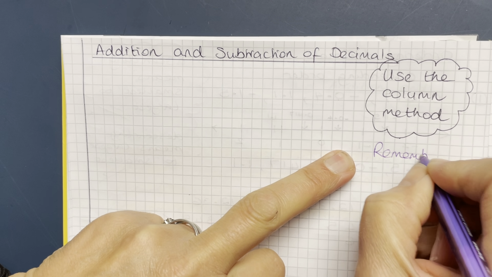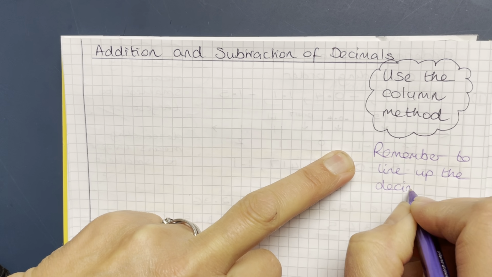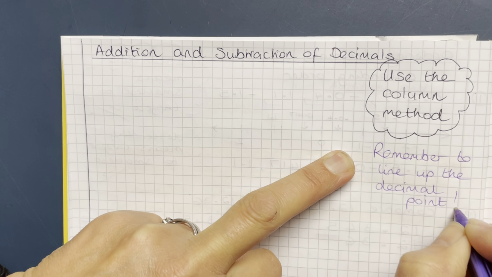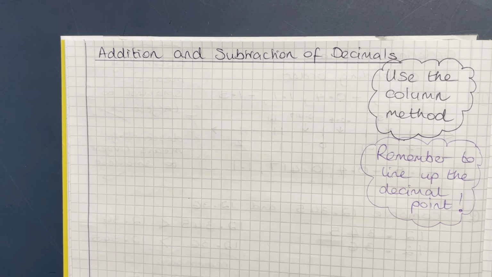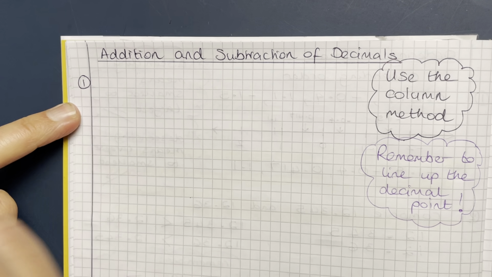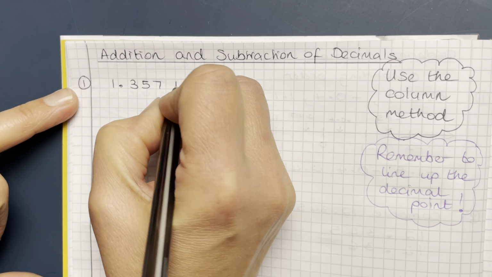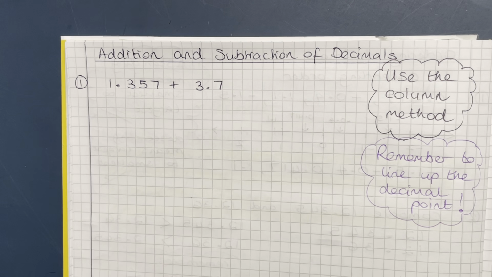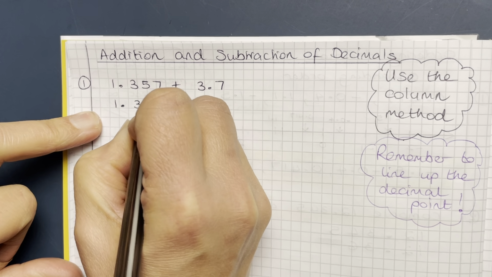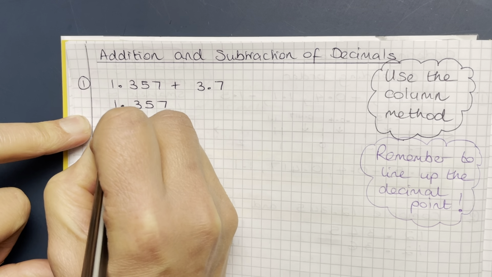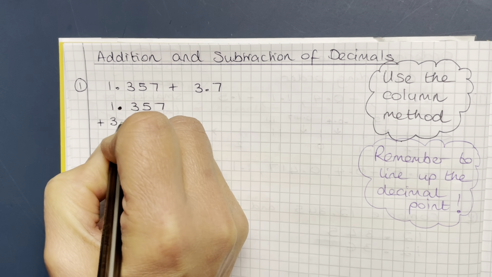So remember to line up the decimal points. That is the most important thing to remember when adding and subtracting decimals. So let's do a couple of examples now. We're going to start with 1.357 and we're going to add 3.7. We're going to write it again as the column method. 1.357 and we're adding 3.7. You can see that your decimal points are hopefully perfectly lined up.